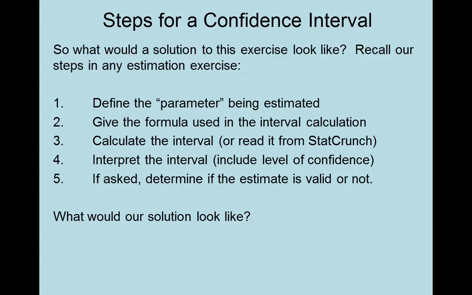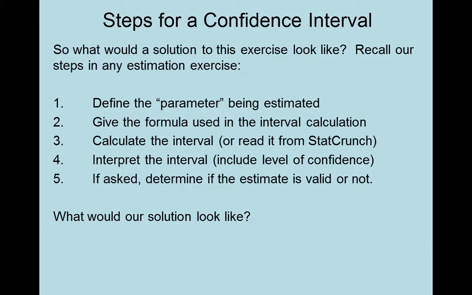Now sometimes you may be provided the interval and not have to do this. If you have access to StatCrunch, you could put the numbers in there and do the calculation. But you need to practice this by hand a little bit also. Be sure you interpret the interval, and that's where you're going to have to sit back and think, if I get a negative number, what does that tell me? If I get a positive number, what does that tell me? And then be able to determine if the estimate is valid or not.